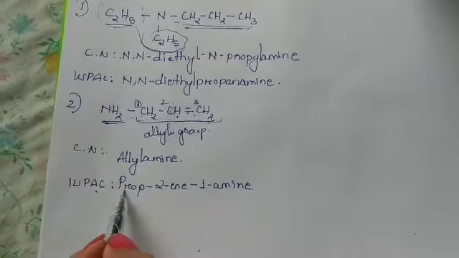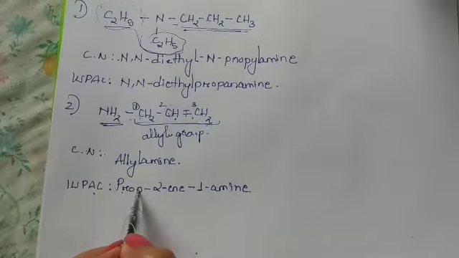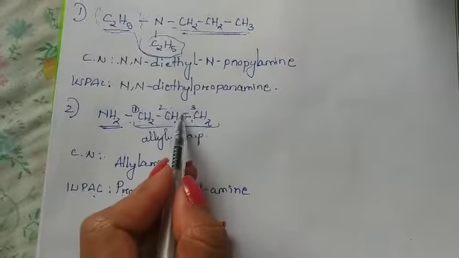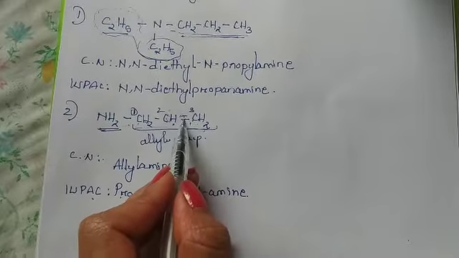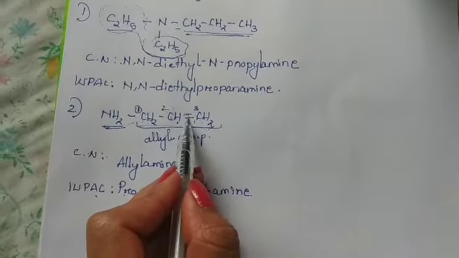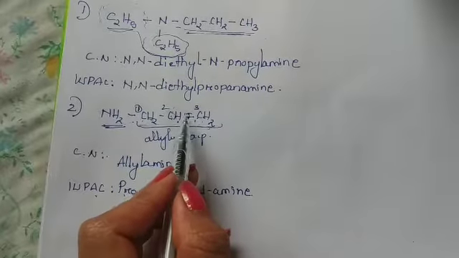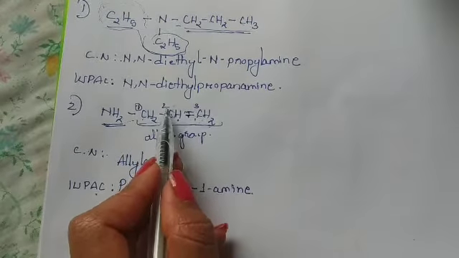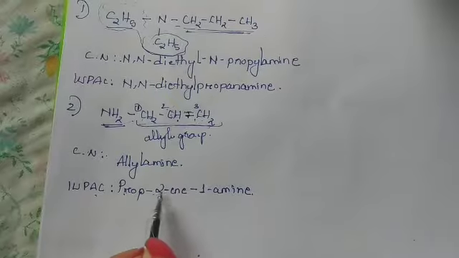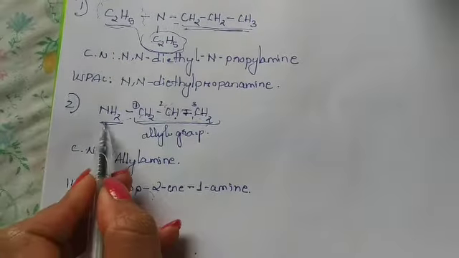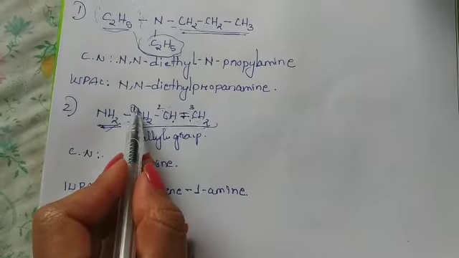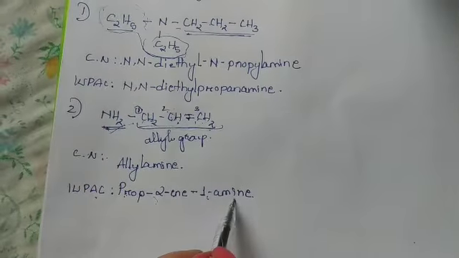In the IUPAC name, it's a propane molecule, but there is an unsaturation there. It is an unsaturated hydrocarbon, therefore since the double bond comes with carbon number 2, it will be prop-2-ene, and then the amine group is attached with carbon number 1, therefore 1-amine.